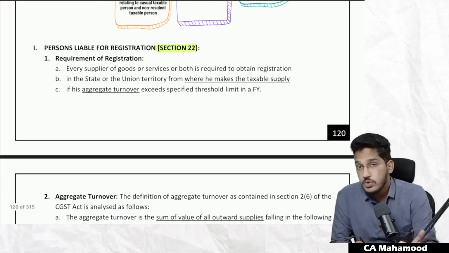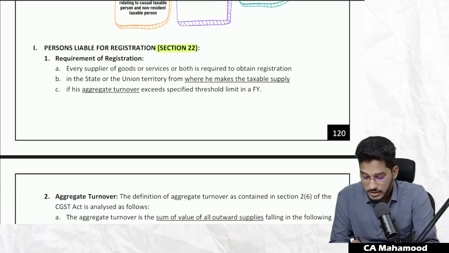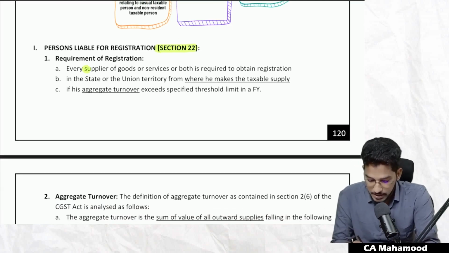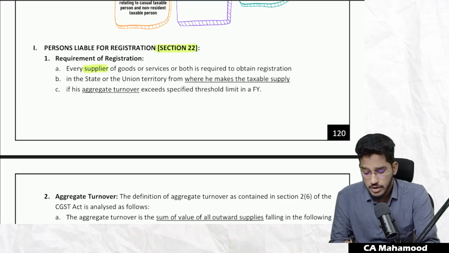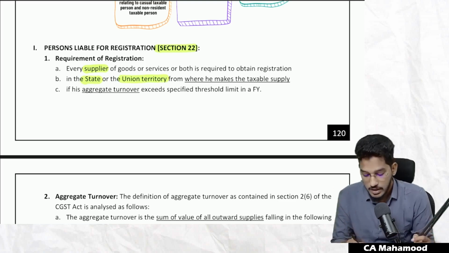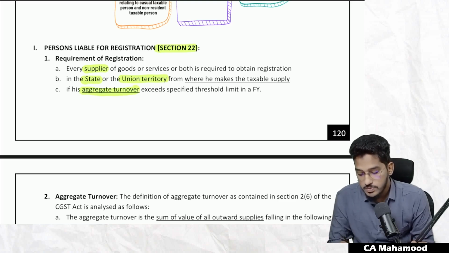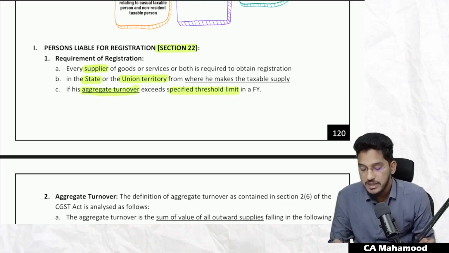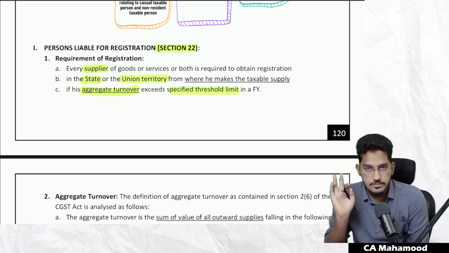Requirement of registration. Sir, who are required to obtain registration? Let us see what they are saying. Every supplier of goods or services or both is required to obtain registration in the state or union territory from where he makes a taxable supply, if his aggregate turnover exceeds a specified threshold limit in a financial year.